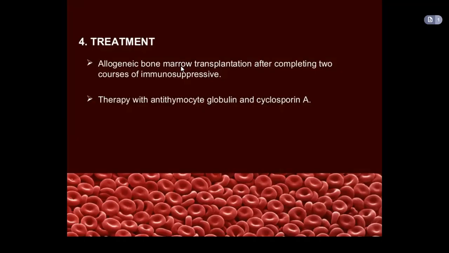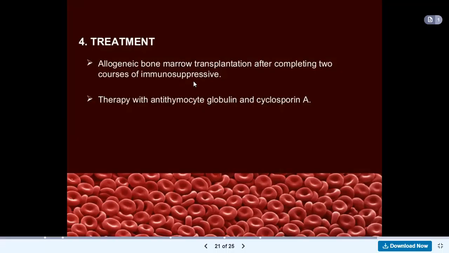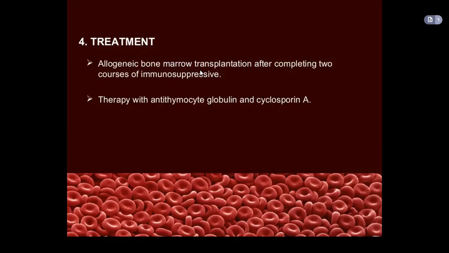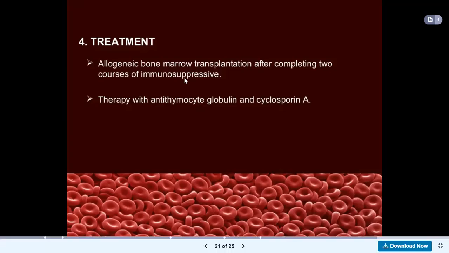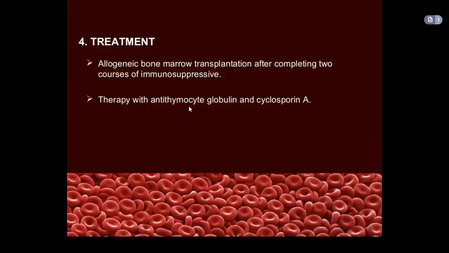So the first thing you want to do is to give immunosuppressive drugs that could suppress the patient's immunity, so that when you do the bone marrow transplant, the patient's body is not able to destroy that new bone marrow. Okay, so that is why you must do immunosuppression first before you do the bone marrow transplantation. Then another way, you could also give therapy with anti-thymocyte globulin and cyclosporin A. Now, your thymus gland is where your T white blood cells mature. Remember, we have a T lymphocyte.